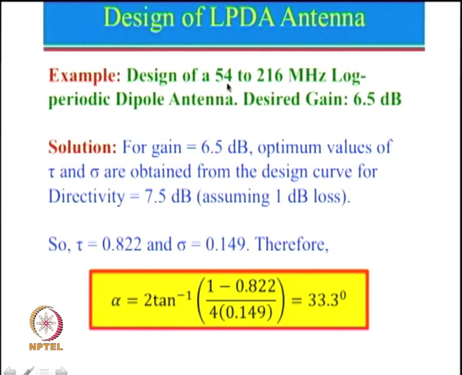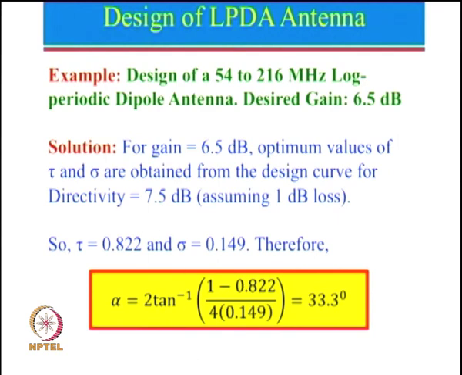This is a design of 54 to 216 megahertz, but what I want to emphasize is that the ratio is 1:4. So for example, if you want to design an antenna from 1 gigahertz to 4 gigahertz, a similar concept will apply, just that the starting and ending frequencies are different. Here the requirement given is a desired gain of 6.5 dB. Since the desired gain is 6.5 dB, you take the directivity curve of 7.5 dB, assuming 1 dB loss.